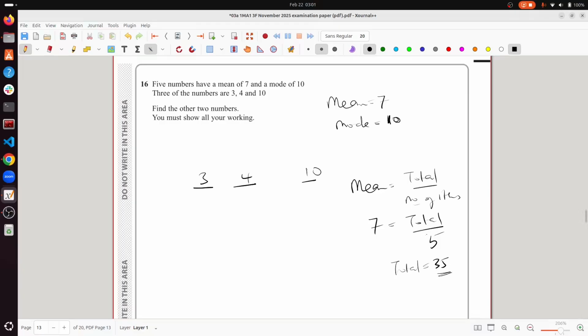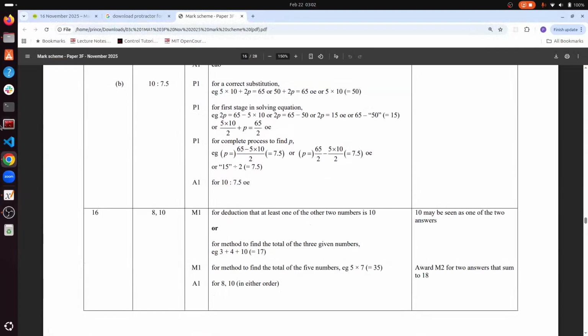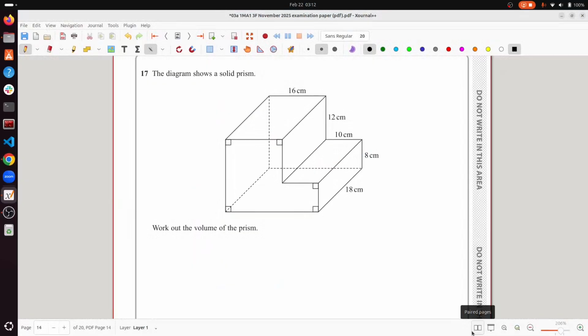So if my total is 35 and my mode is 10, I'm going to have at least another 10, so that will be my mode. And if I add all of these numbers, that gives me 27. And 35 minus 27 gives me 8. So that means the other number is 8. So let's check our answer. We have 8 and 10. Those are the 2 remaining numbers. That's correct.